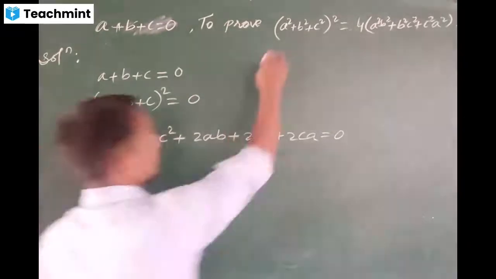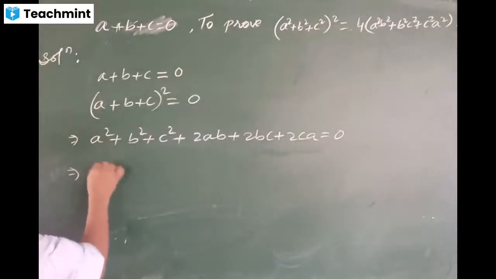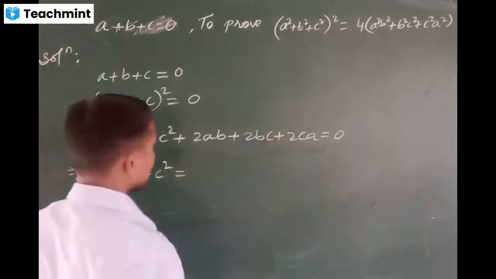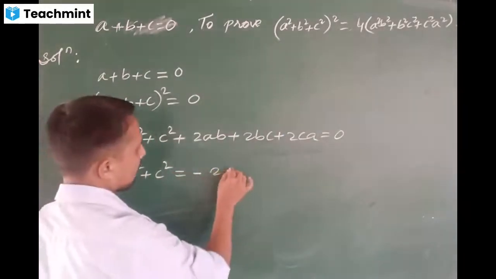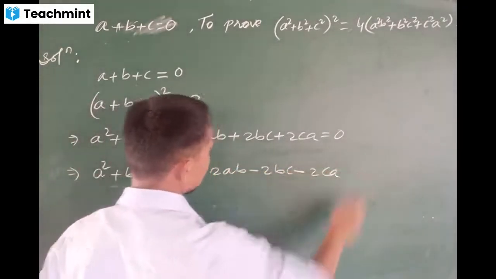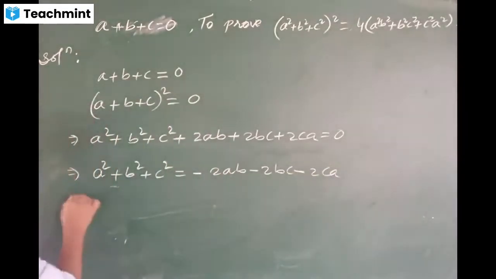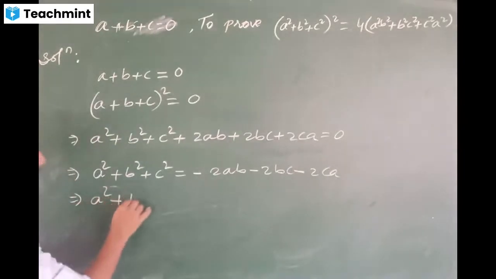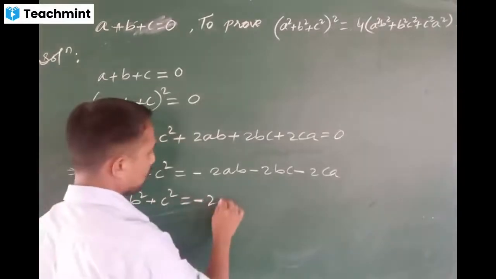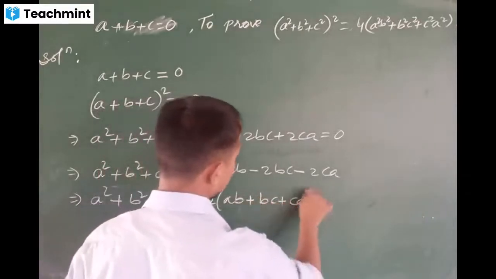Now we need here A² + B² + C² only. So let us keep A² + B² + C² and convert the rest to that side: A² + B² + C² = −2AB − 2BC − 2CA. Taking 2 common, A² + B² + C² = −2(AB + BC + CA).